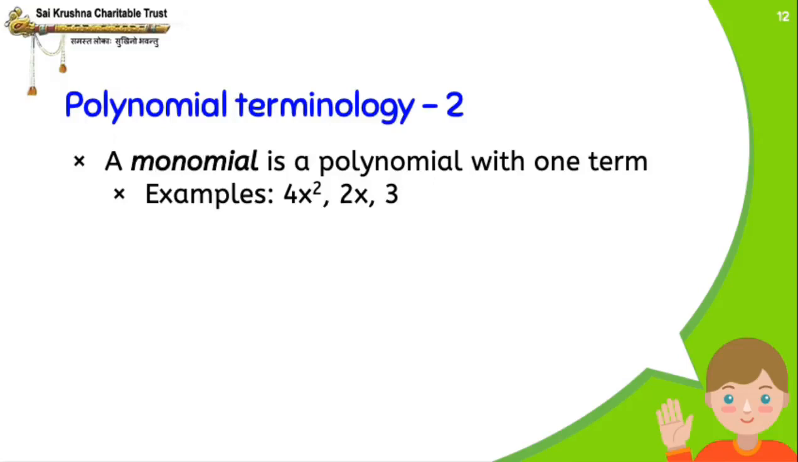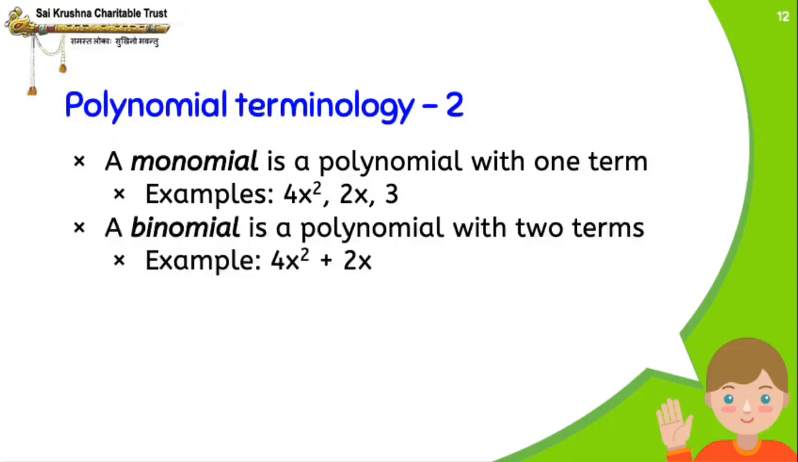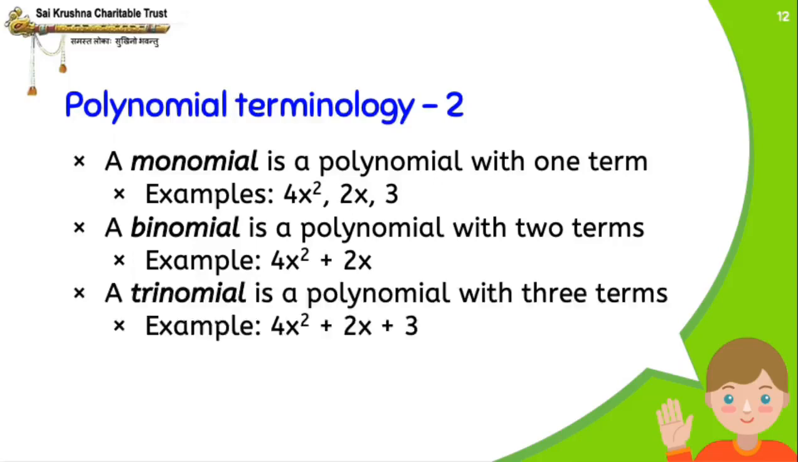A binomial is a polynomial with two terms. For example, I have 4x squared plus 2x. There's a plus sign that separates two terms, a 4x squared term and a 2x term. So this is a binomial. A trinomial is a polynomial with three terms. I have three terms here, each separated by a plus sign: a 4x squared, a 2x, and a 3. So this is called a trinomial.